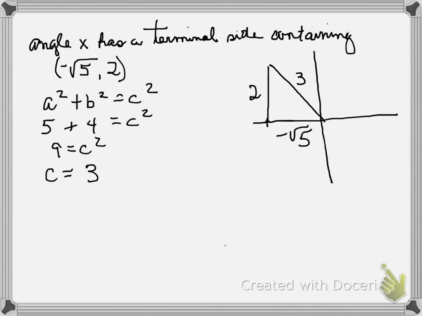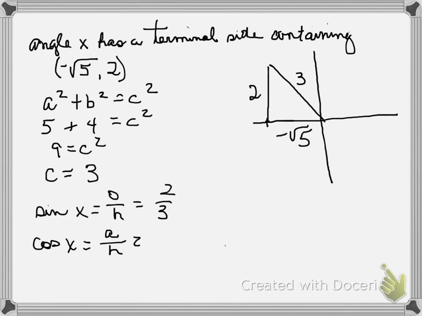Now you're ready to write all 6 trig functions. So we'll start with sine as opposite over hypotenuse, which is 2/3. Cosine, adjacent over hypotenuse, negative square root of 5/3. Tangent, opposite over adjacent, so that's 2 over negative square root of 5.